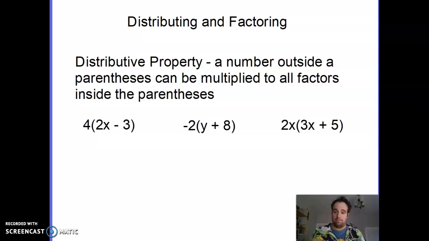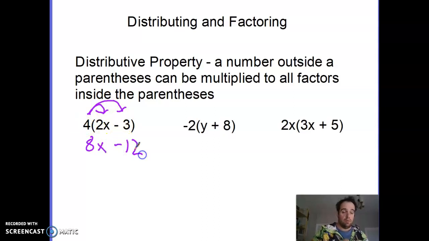The way this works is that the number outside the parentheses, in this case the first one, 4, gets sent in to all parts via multiplication. So that's 4 times 2x gives us 8x. 4 times -3, I think of that as a negative 3, not a minus 3. 4 times -3 is -12. I then check to see if there's any way I can combine those terms. I can't. One of them is an x, one of them is just a constant. Therefore, I gotta leave that the way it is. That's my answer.